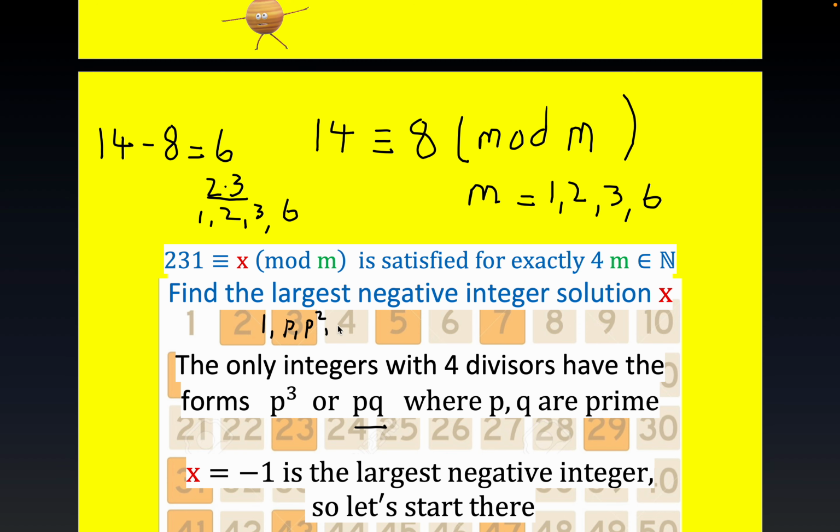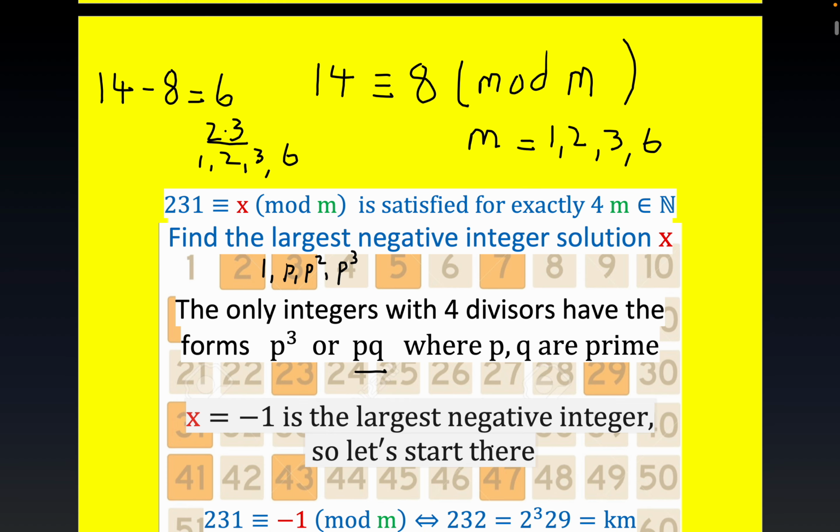But these are the only forms that have 4 divisors, which is kind of interesting, and it makes the prime factorization that much more important, as you can categorize the nature of the divisors. And so these are the only 2 forms, namely P cubed and P times Q, where P and Q are prime, that admit 4 divisors. So the largest negative integer is -1, okay?